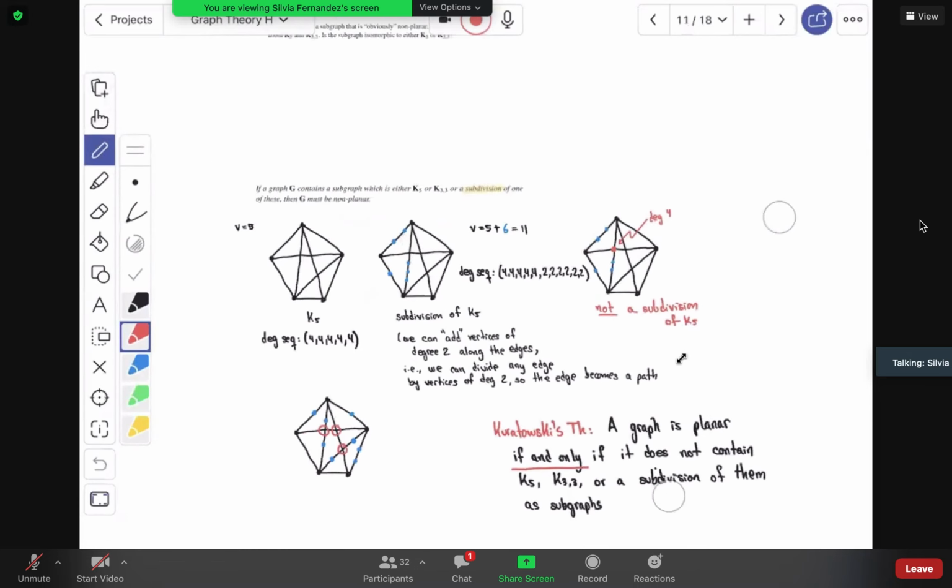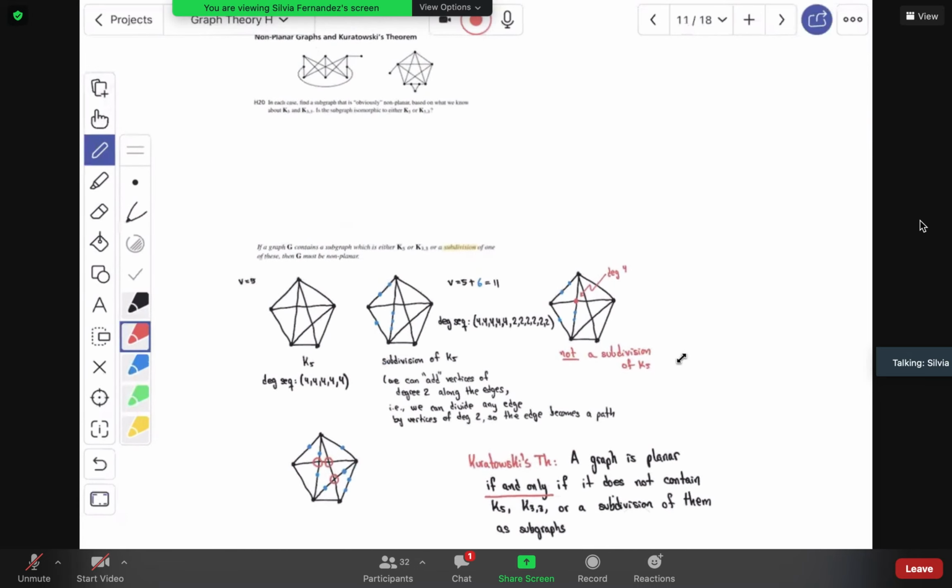So this brings me to my last technique. Technique 5 is, if you want to show that a graph is non-planar, then you find a subgraph that's K5, K33, or a subdivision of them.